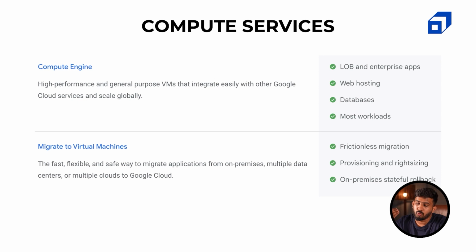To do that, you have services already available in GCP. So there is a migration tool. You can use the migration tool and you can directly migrate applications from your local physical data center directly into the cloud data center, that is Google Cloud, right? That's basically it. Frictionless migration, provisioning and right sizing, on-premises stateful rollback.